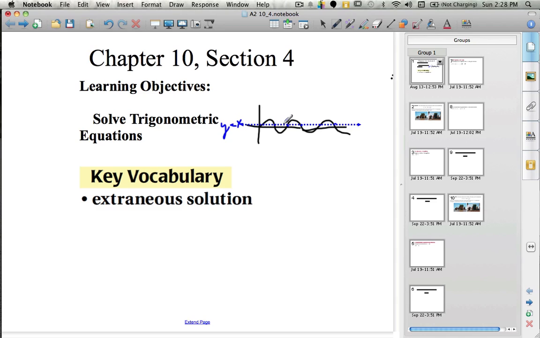So when we work with solving these functions, we're going to express them in a way that's maybe a little different than what you're used to. And of course, we have the return of the idea of extraneous solutions. Those are solutions that we've solved for algebraically, but don't actually work in our equation.